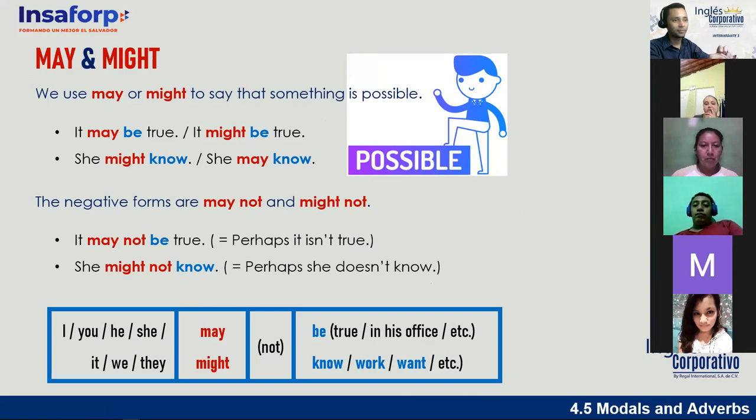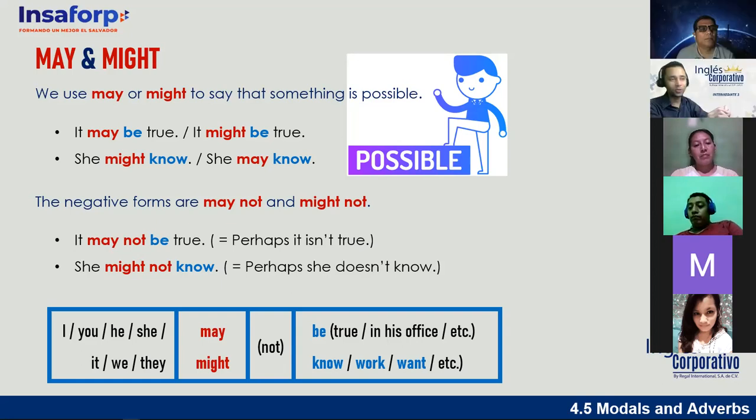I can say, for example, imagine, I may go to the beach on the weekend. Maybe. I am not sure. Si salgo con todo el trabajo, entonces voy. Pero si no, ni modo, me quedo. So I say, I may go to the beach during the weekend. How about you? What sentence can you tell me using may or might? Amilcar.